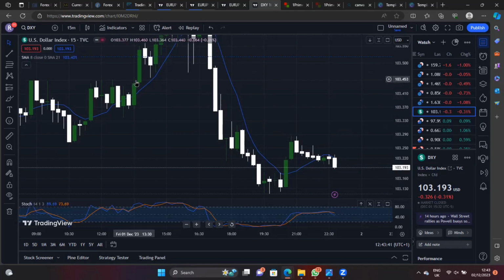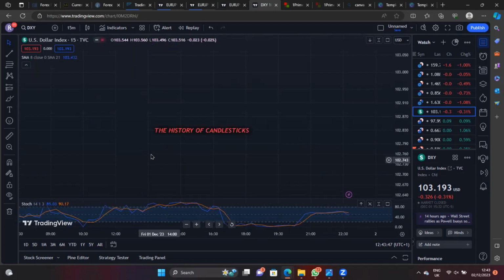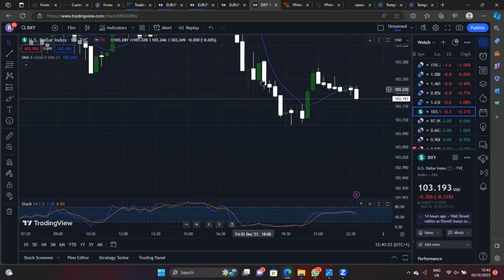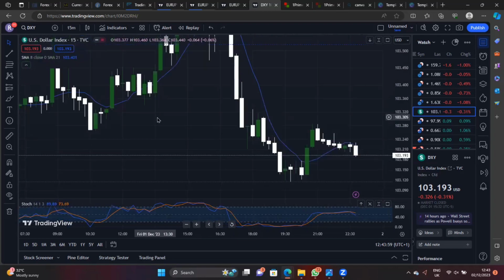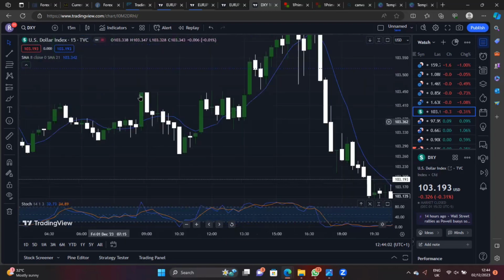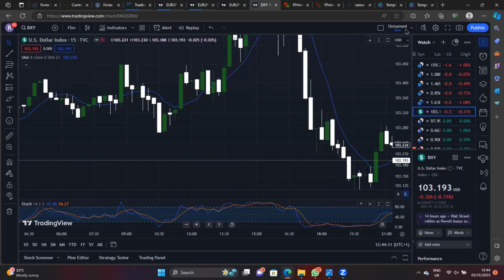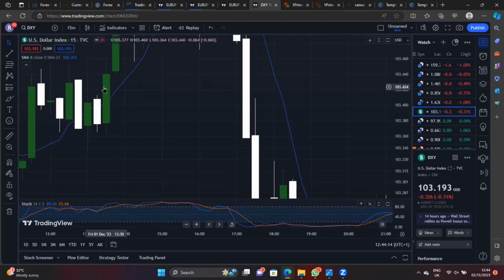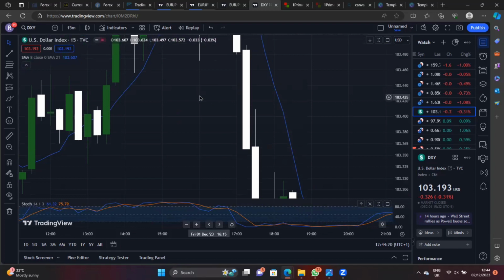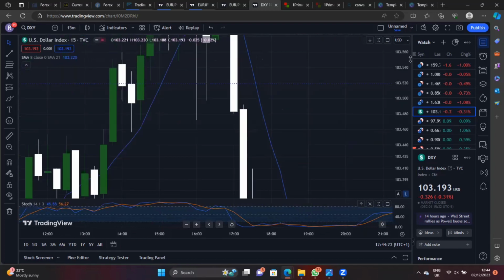The Japanese were looking at charts. We're giving the history of candlesticks. And what are candlesticks? Like I mentioned before, candlesticks are these green and white sticks you're seeing on my chart. These green and white sticks on my chart have been around a lot longer than anything similar in the Western world.